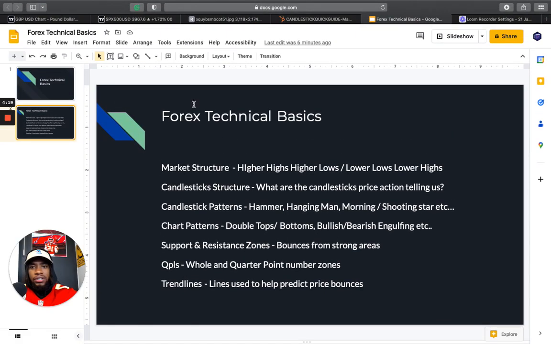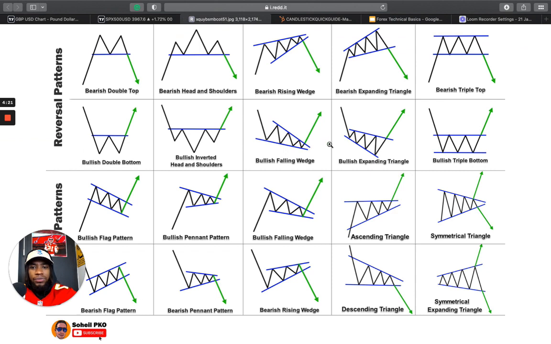And let's see. I think I've got flag patterns, wedges, right? And these are our chart patterns that I was talking about. So you have a bearish double top, head and shoulders, rising wedge, bearish flag pattern, bullish flag, and falling wedge. And these are patterns that you will see constantly over your experience and your journey in trading, right? These are not things that are just here for no reason, right?